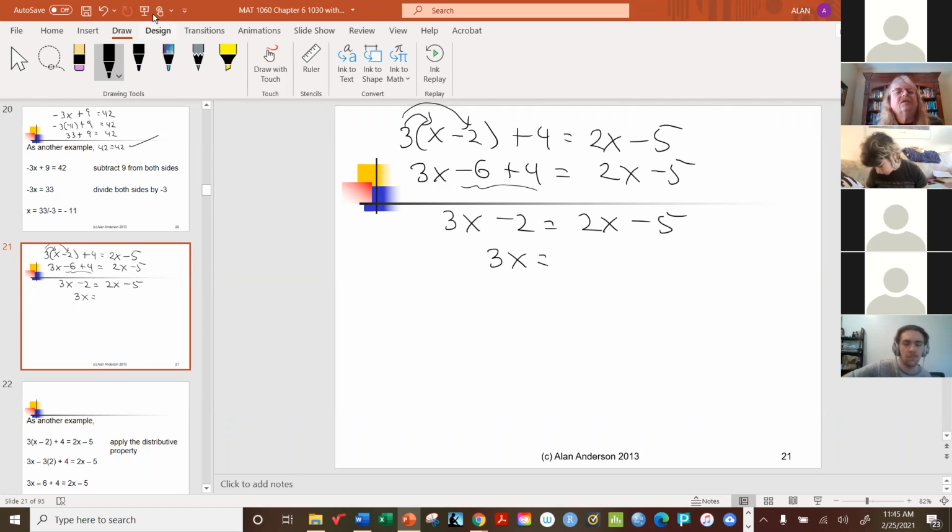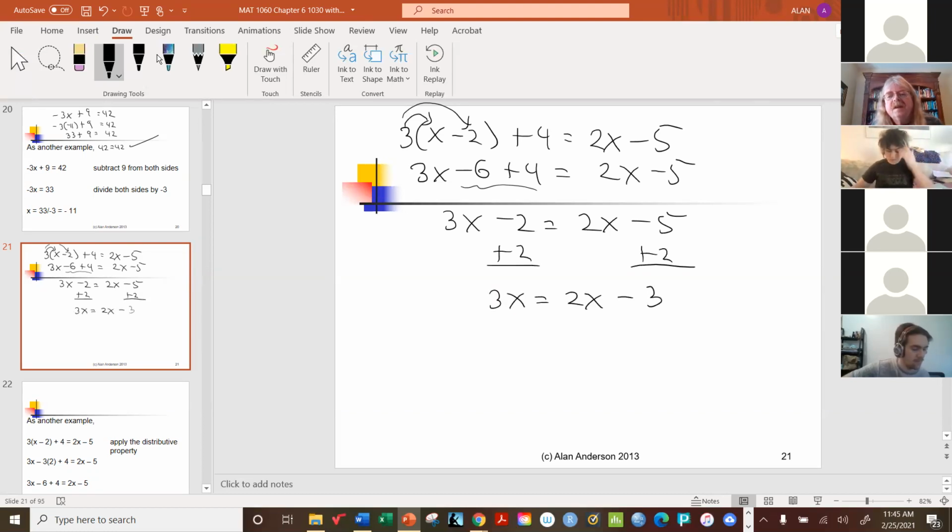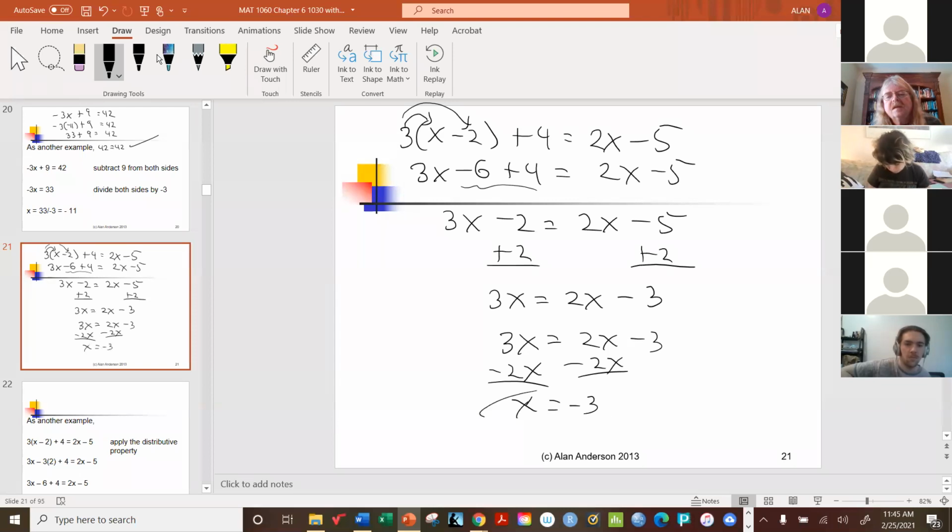so I'm adding 2. Actually, let me show it explicitly here. And of course, by doing this, I'm not changing anything. I'm doing the same thing to both sides of the equation. Now I'm going to subtract 2x from both sides. And that is actually correct.